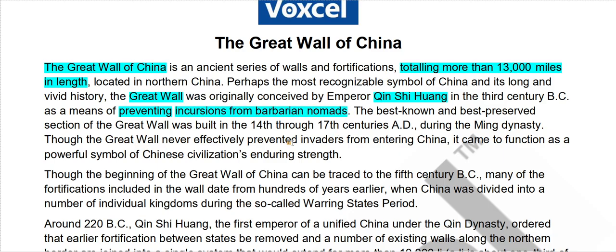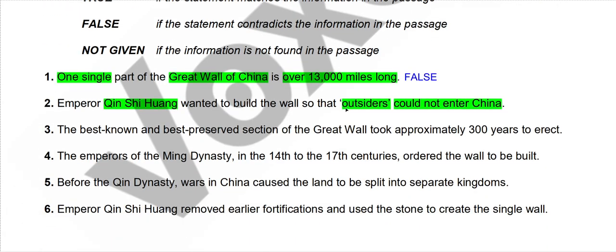Invasion is a term used when somebody from outside, an outlander, does something to invade a particular country, and we say they prevent incursions from barbarian nomads. So yes, he built this particular wall to stop outsiders. So the answer to this is true.